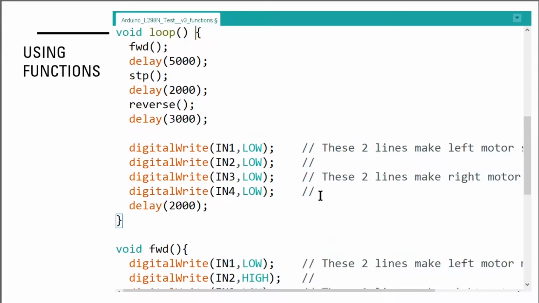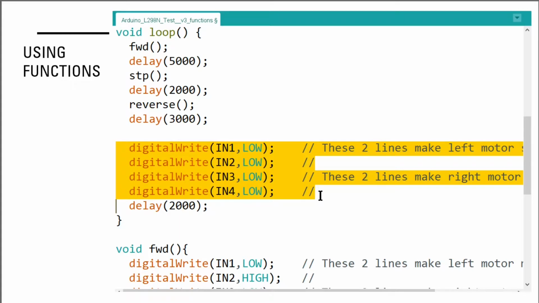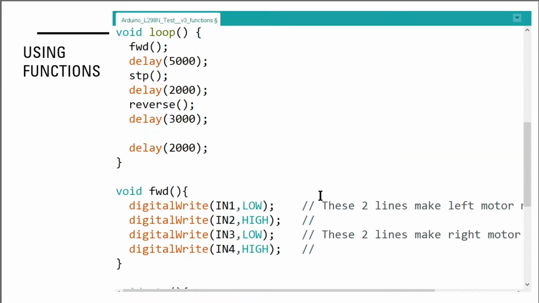Okay, so just a quick recap. We have a forward call, then a delay, and a call to the stop function, and delay, call to the reverse function, and a delay. Then if you remember, these 4 lines of code make the motor stop. So do we have to rewrite, or do we have to make a new stop function like stop 2 or stop 3? No need. That's the beauty of using functions.